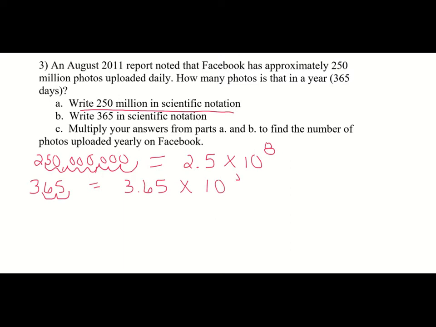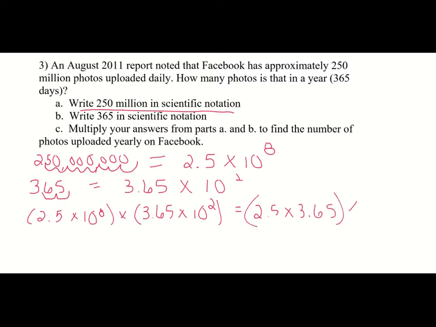And then for C, they want us to multiply those answers together. So we're going to do 2.5 times 10 to the 8th times 3.65 times 10 to the 2nd. And so again, I'm going to reorganize it. I'm going to make it 2.5 times 3.65 times 10 to the 8th times 10 to the 2nd.